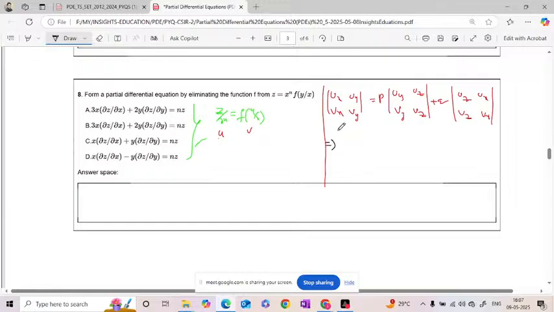u_x is minus n z by x power n plus 1. Next one u_y is 0, and p into u_y is 0. Now u_z is 1 by x power n, plus q into u_z, 1 by x power n, and v_x, we already know, is minus n z by x power n plus 1.